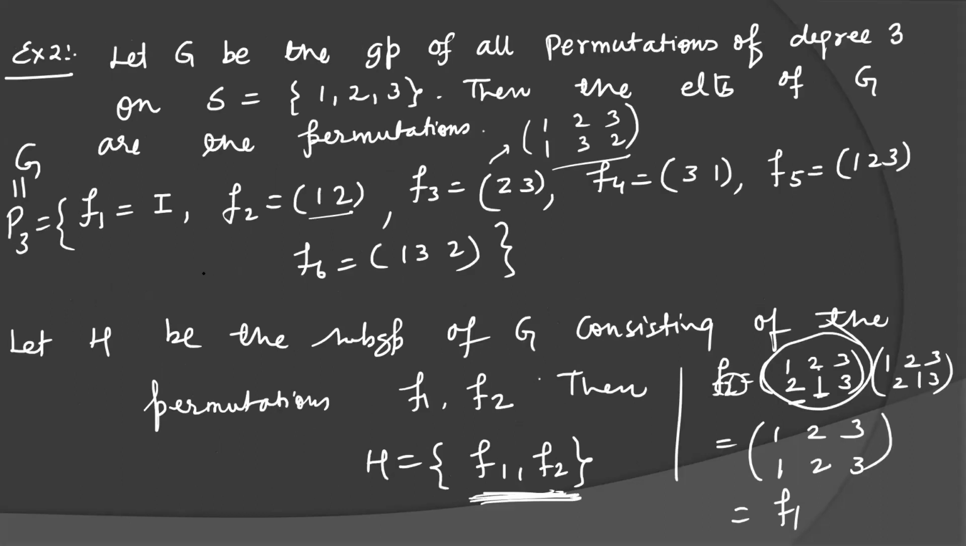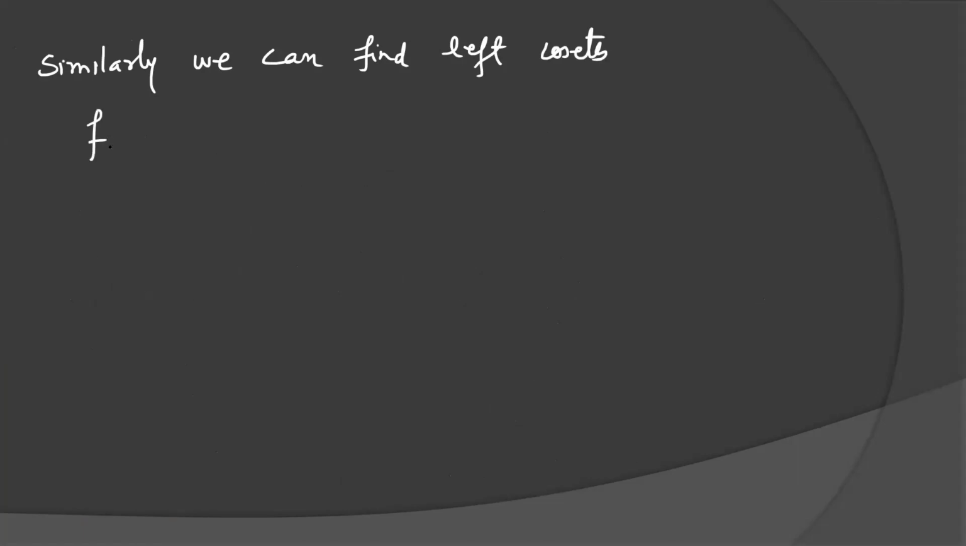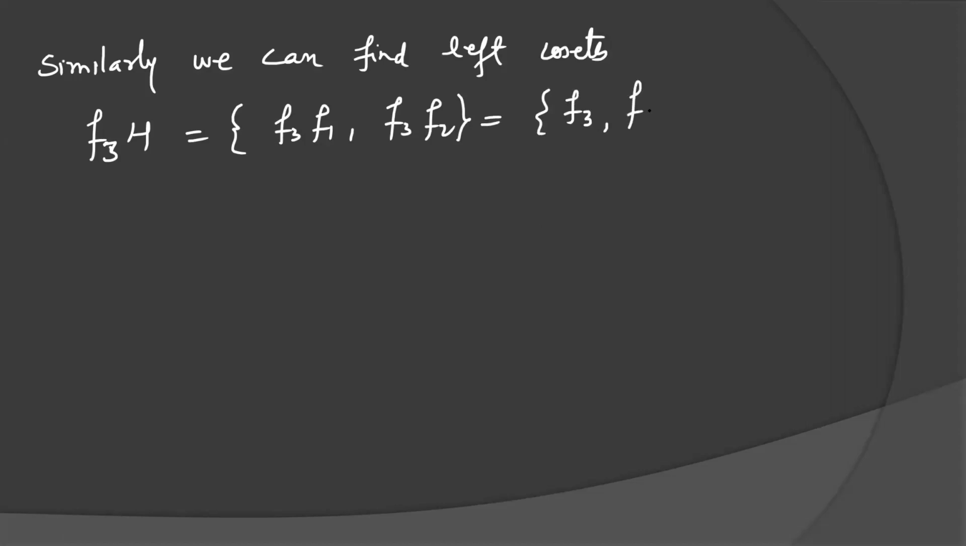Similarly, you can find the left cosets of this subgroup in group G. But here I want to tell you an important result. If you take the left cosets, when you find F1H, F2H, F3H, F3H will be equal to F3 F1, F3 F2. So it will be equal to F3 and, sorry, if you multiply F3 F2, you will get F5 actually.